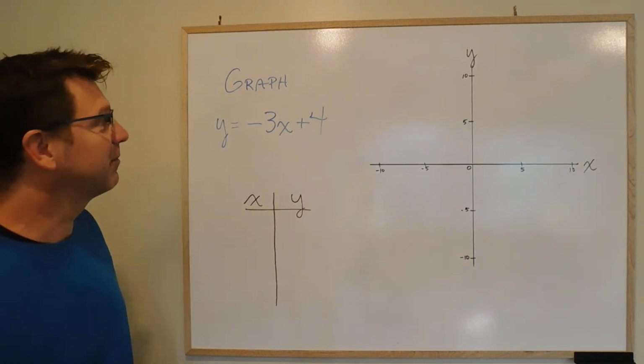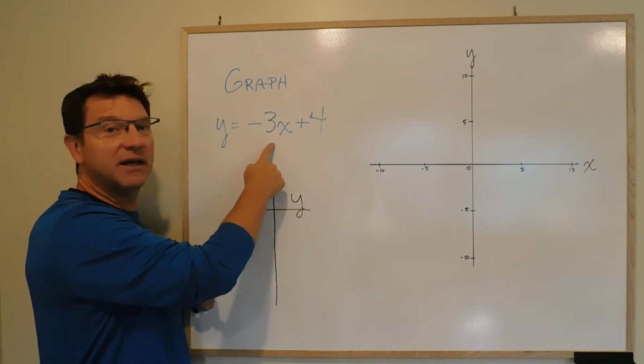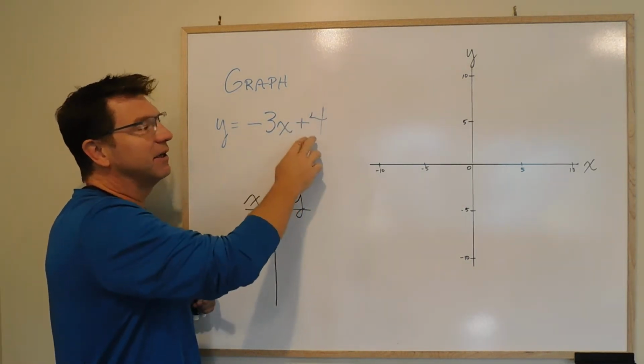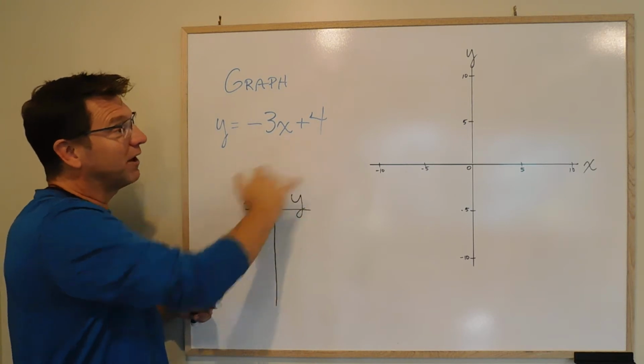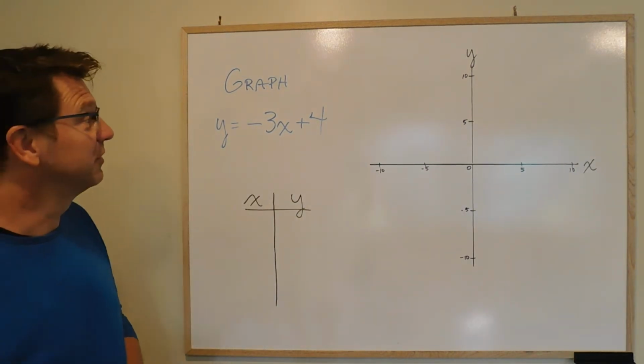A couple of things to remember. This is the slope. The slope is negative 3. The y-intercept is positive 4, but we're not going to use these for this. We're actually going to plot points because that's what it's asked us to do.